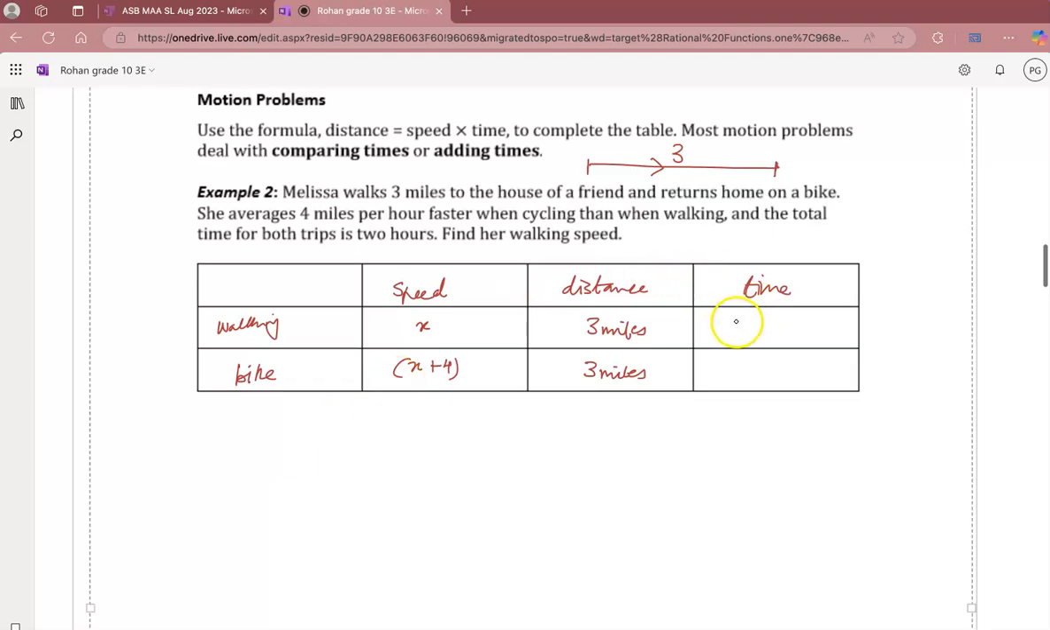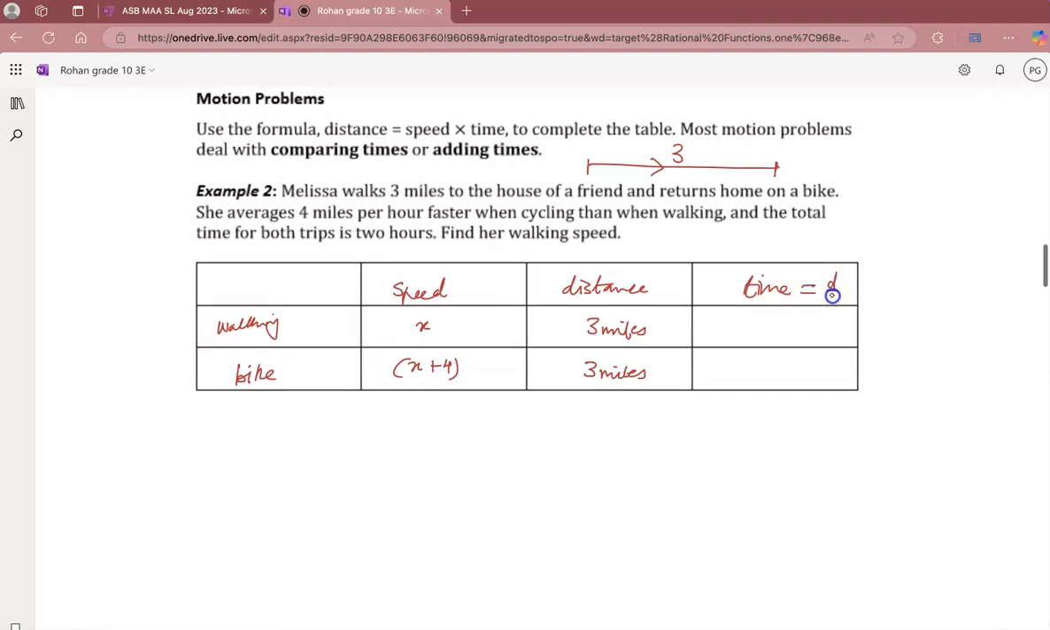What is the formula of time? Time is equal to distance over speed. So your distance is 3 and your speed is x, and here it's 3 upon x plus 4, and this is the time taken to return. The total time for both the trips is 2 hours, so you're adding the times. So 3 upon x plus 3 upon x plus 4 is equal to 2 hours.